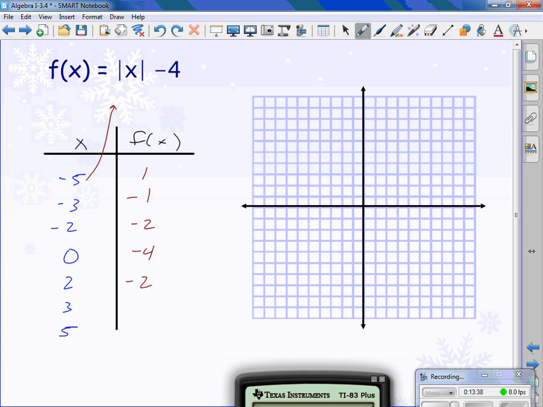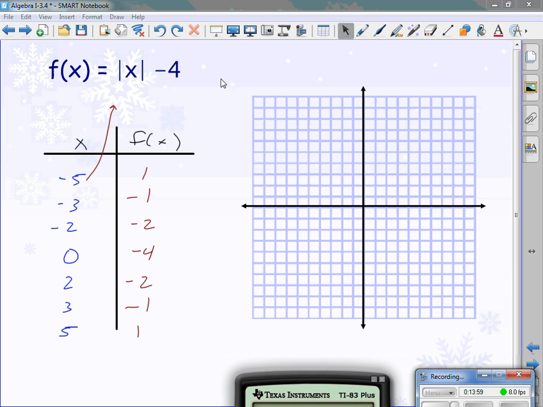Absolute value of 3? 3. 3 minus 4 is negative 1. Absolute value of 5? 5. 5 minus 4 is 1. I want you to graph these points.